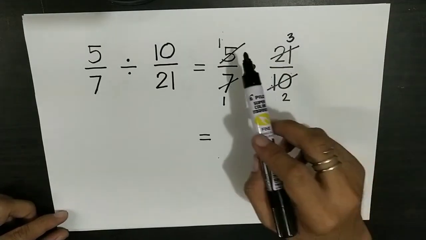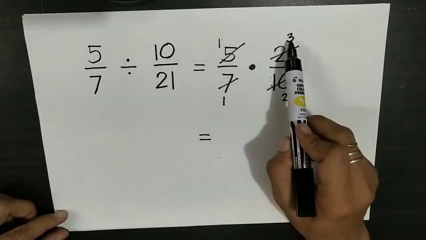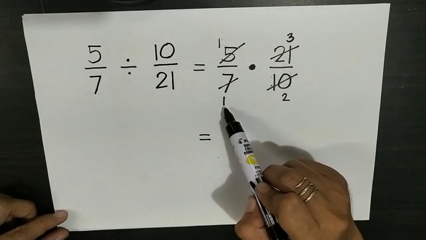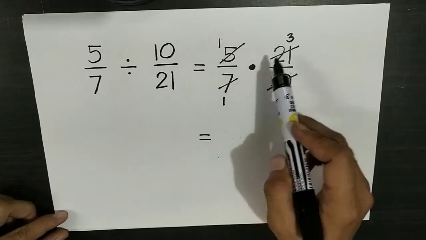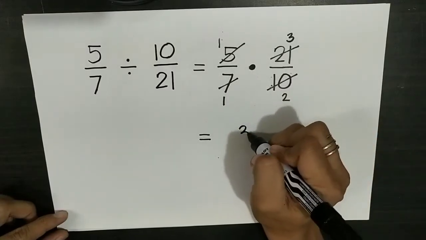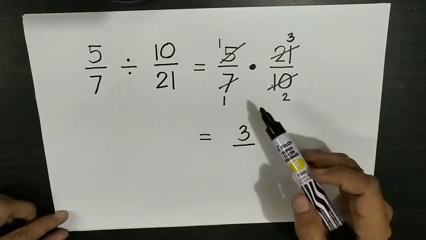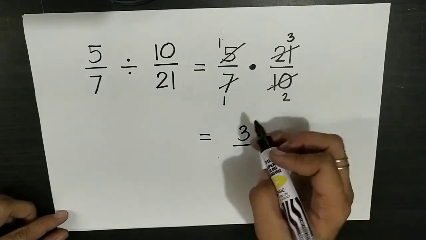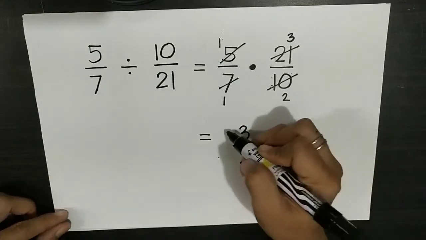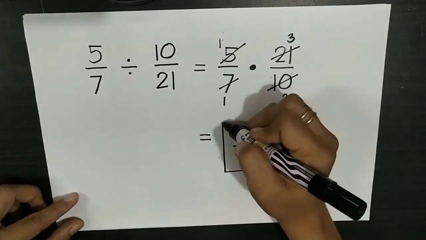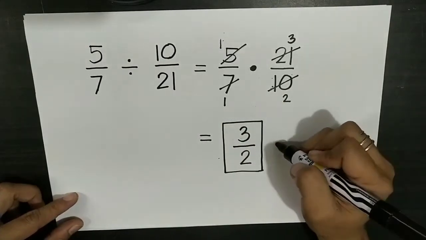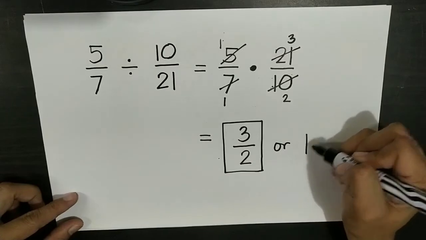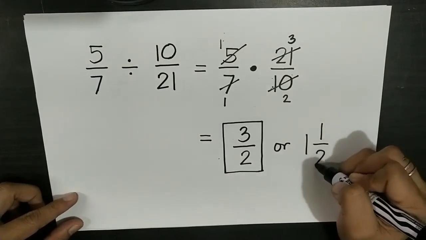So we now have new numbers in the numerator, 1 and 3, and in the denominator we have 1 and 2. So we will multiply now the numerators. 1 times 3 is 3. In the denominator, 1 times 2 is 2. So this is now the answer, or we can have 1 and 1/2.